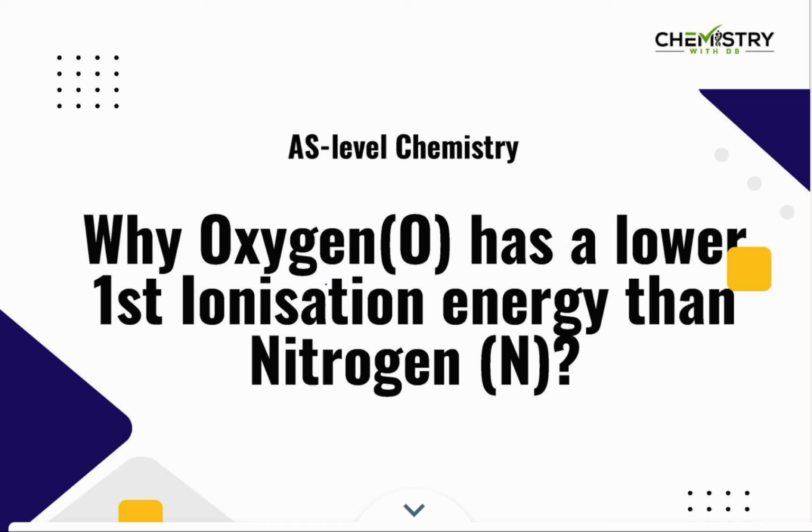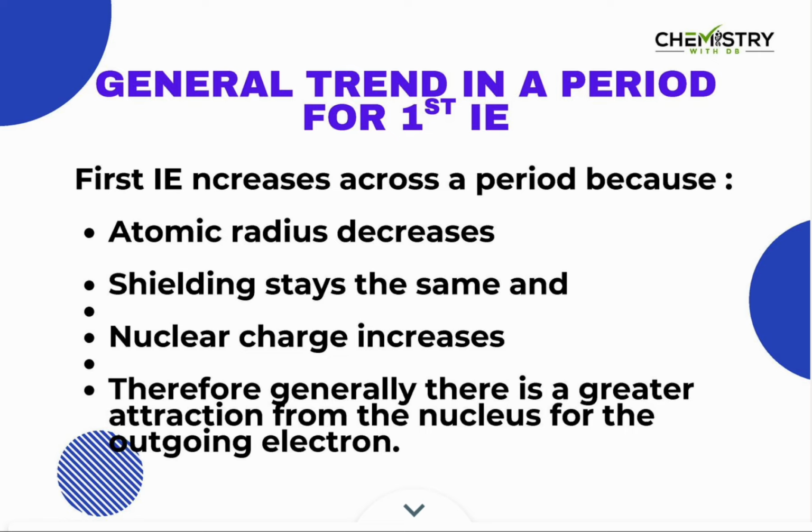In this video I'm going to explain why group 6 elements, for example oxygen, have a lower first ionization energy than group 5 elements, for example nitrogen. Now you know that the general trend in a period for the first ionization energy is increasing. That means as we go along a period, the first ionization energy increases.